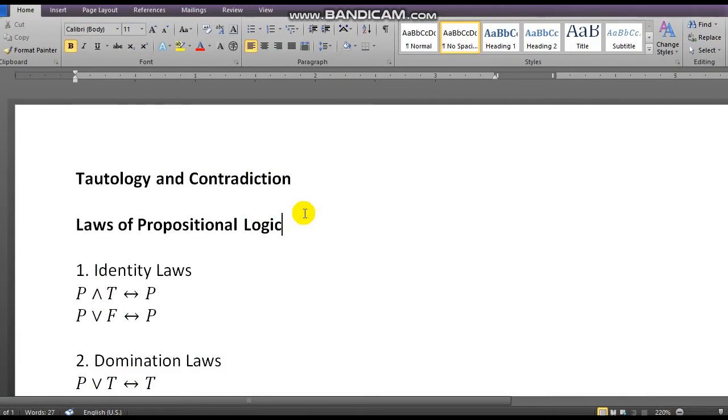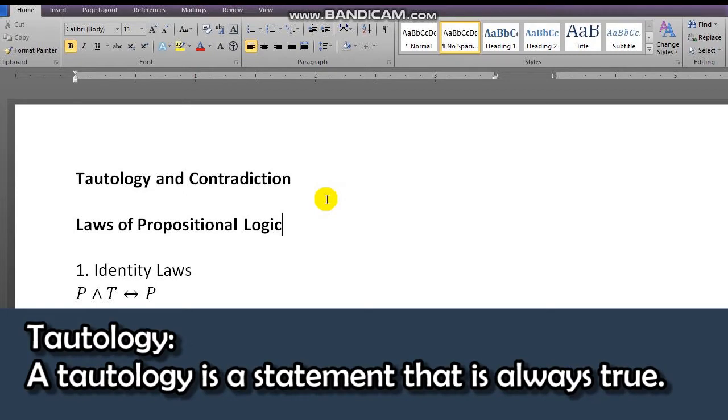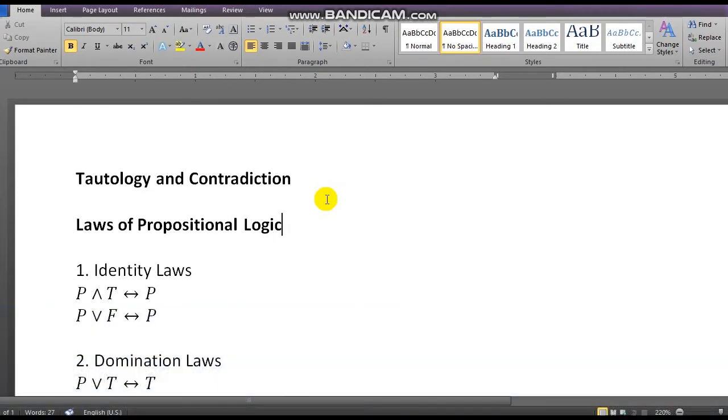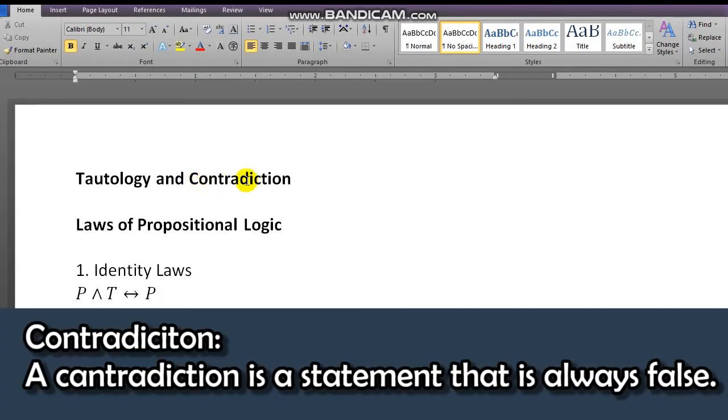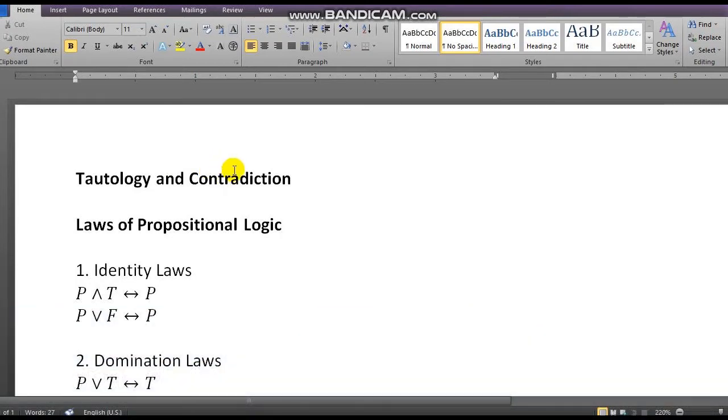Hey everyone, today we're going to discuss tautology and contradiction. A tautology is a statement that is always true. Regardless of whether the propositions of the statement are true or false, the entire statement would always be true. On the other hand, a contradiction is a statement that is always false.